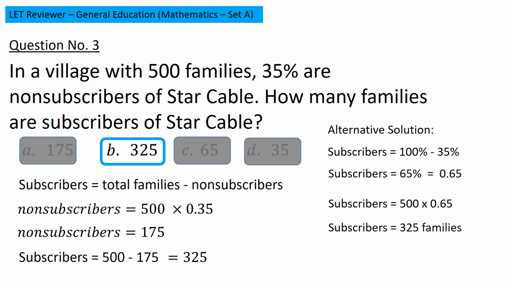Okay? So I hope you got this one right and good for you so far. So nakuha na ba natin yung mga tamang sagot dyan? So move tayo sa question number 4.